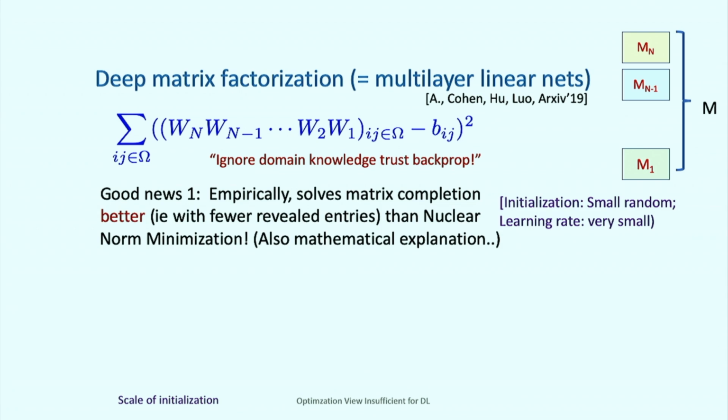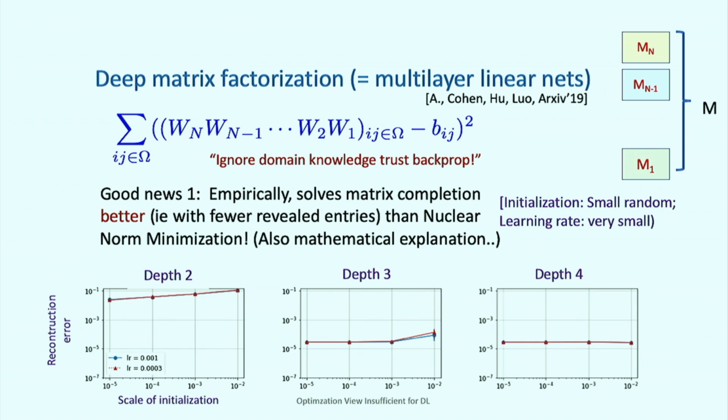And so good news 1, it actually solves matrix completion even better than depth 2. Okay, depth 2 for a certain number of revealed locations has that error, and depth 3 has several orders of magnitude better reconstruction error, and depth 4 is just slightly better.